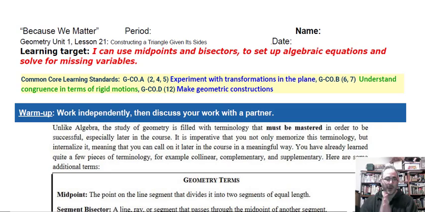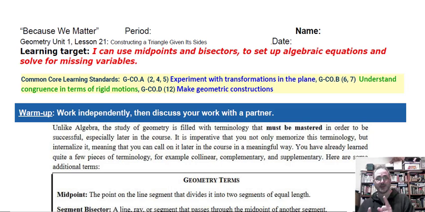All right. Welcome to Geometry, Unit 1, Lesson 21. Your learning target today should be, you can say, I can use midpoints and bisectors to set up algebraic equations and solve for missing variables. So today we're going to get good at using midpoints and bisectors, understand what those mean, apply that, and then use our algebra skills to find missing information, find missing variables.